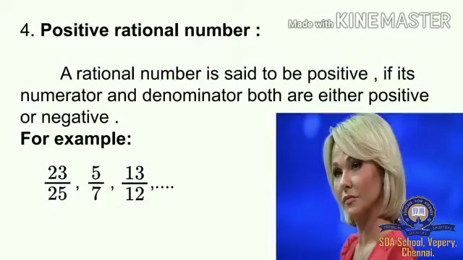Fourth one, positive rational number. A rational number is said to be positive if its numerator and denominator both are either positive or negative. For example, 23 divided by 25, 5 divided by 7, 13 divided by 12. It goes like this. Both are positive, okay?